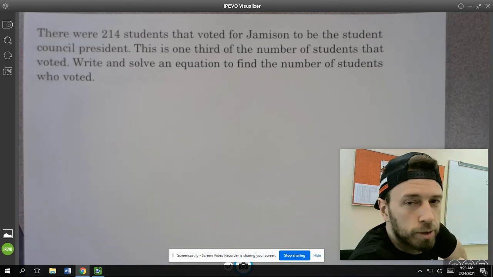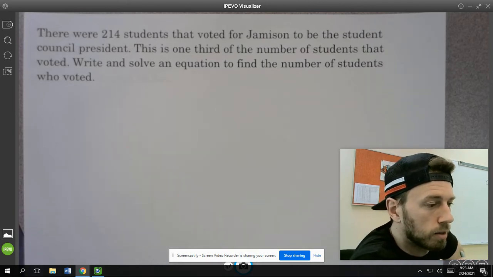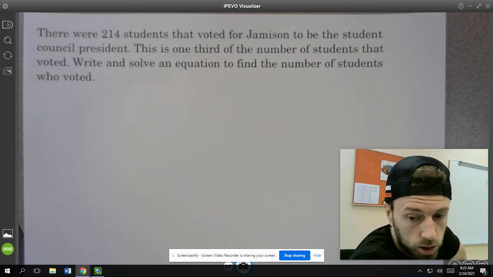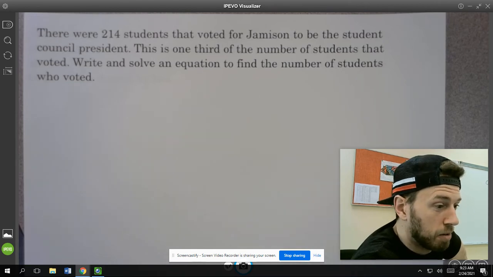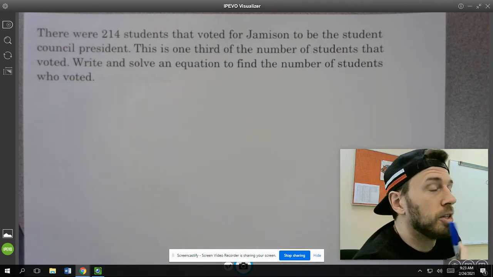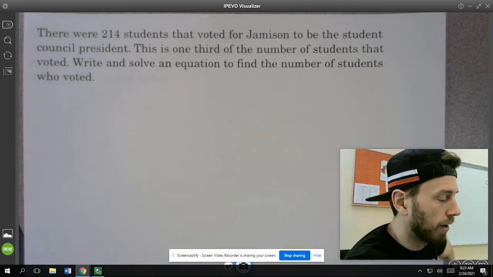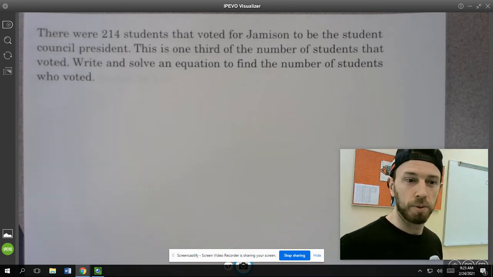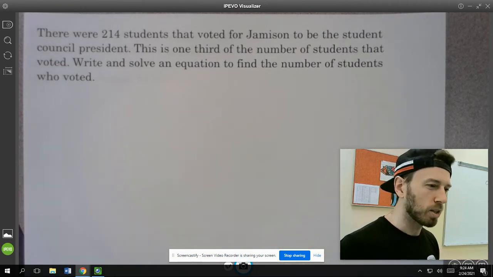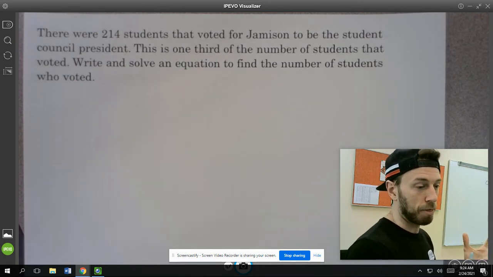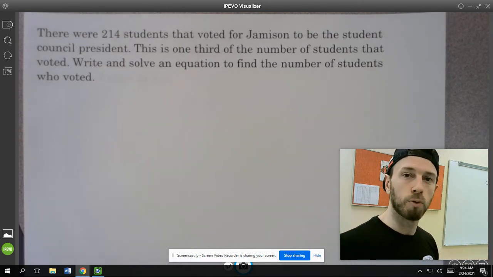If you're finding 1/3 of something, we talked about this in our last video lesson. To find 1/3 sounds like you're doing a fraction, but to find a fraction of something really means division. So to find 1/3 of something means to divide by, you got it, 3. What are we dividing by 3? We're dividing the number of people who voted by 3. The total number of people that voted, he got 1/3 of them. So what we need is a really big number of students that voted. We divide that by 3, and that's how he got 214 votes.